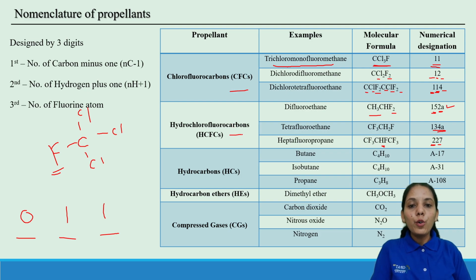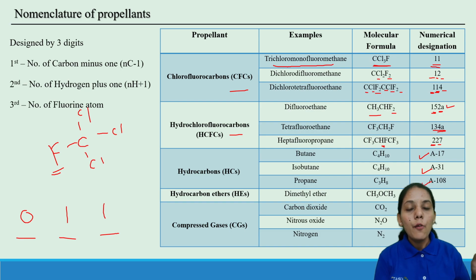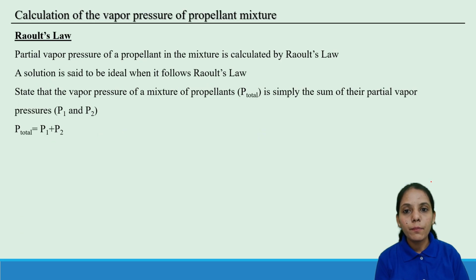chlorofluorocarbons and hydrochlorofluorocarbons. From next you have to remember butane. Butane is A17. Isobutane is A31 and propane is A108. So these 3 you have to remember. For the other ones, if you remember the rule, you can solve the numerical designation of these propellants.